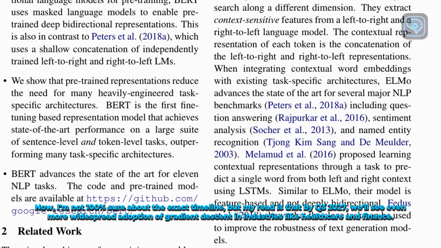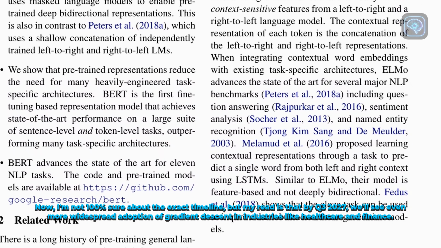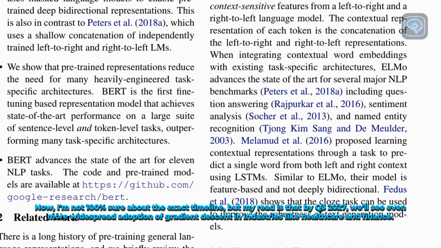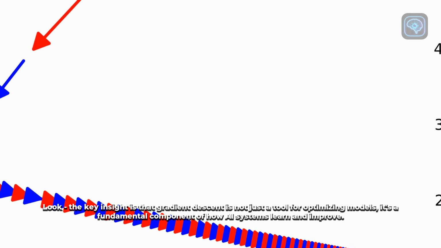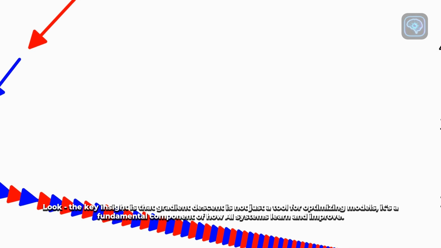Look, the key insight is that gradient descent is not just a tool for optimizing models, it's a fundamental component of how AI systems learn and improve. And this is where it gets interesting. As models get more complex, the need for efficient optimization algorithms like gradient descent becomes even more critical.